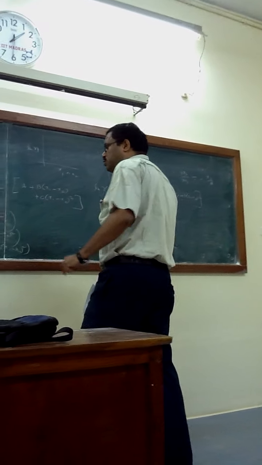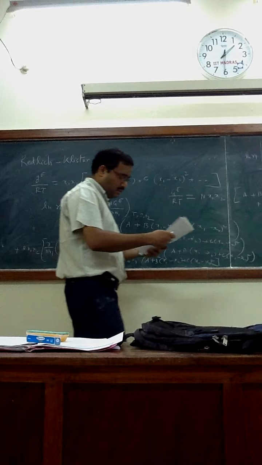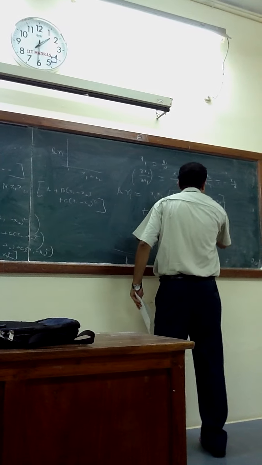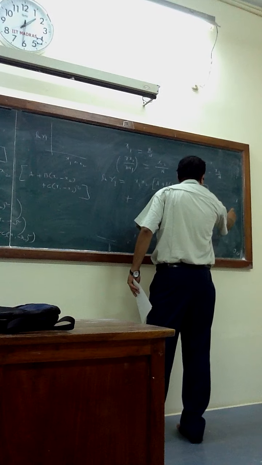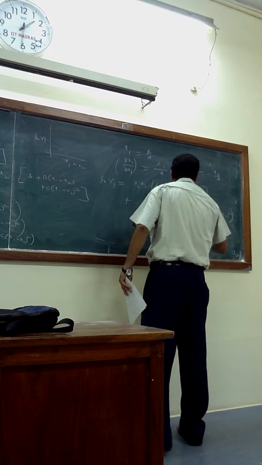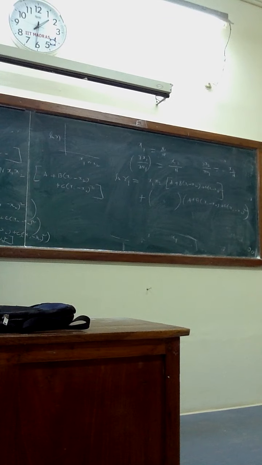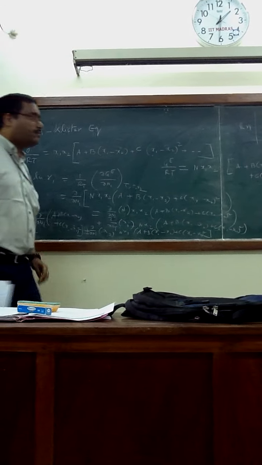You can combine these two terms, ∂x1/∂n1 and ∂x2/∂n1, because these things are the same. A plus b into x1 minus x2 plus c into (x1 minus x2) whole square. What is this term? Combining these two terms, there are four terms. 1, 2, 3, 4. There are four terms.